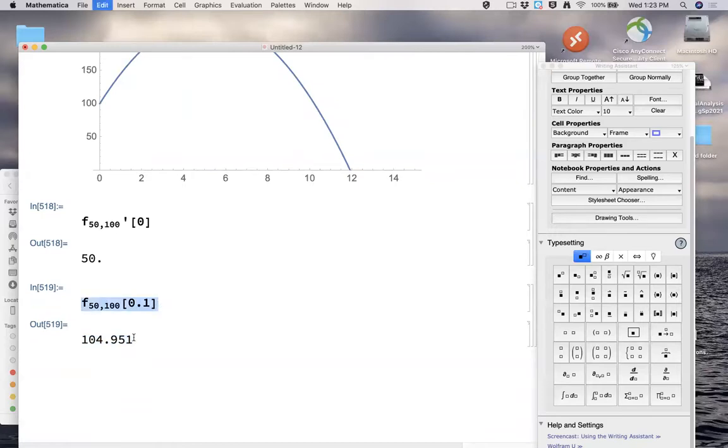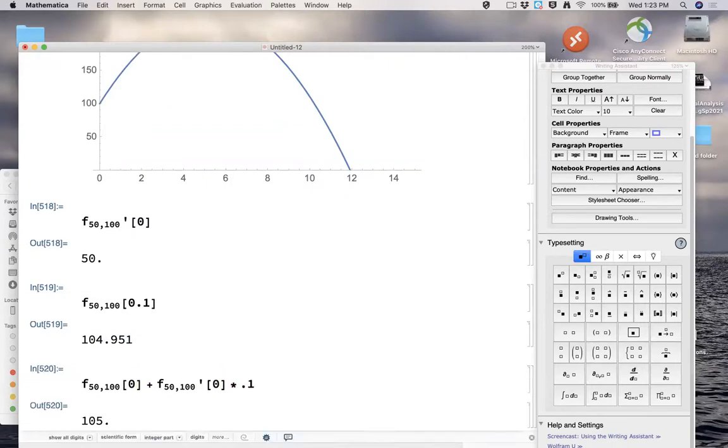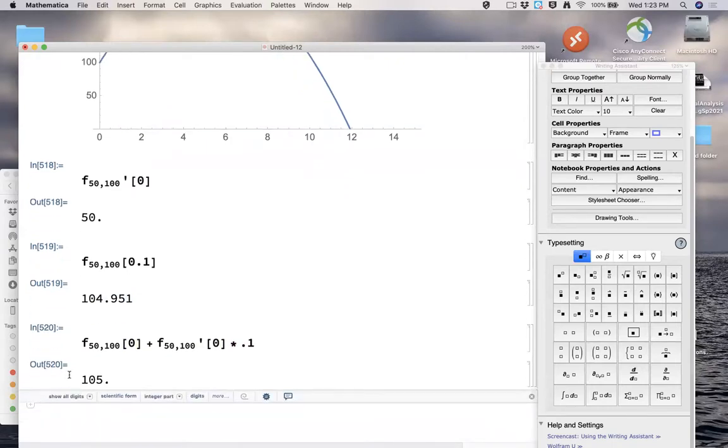Yeah, if I retype f of 0 plus f prime of 0 times delta t, which is 0.1, I will get my 105. This is a linear approximation to the true answer.